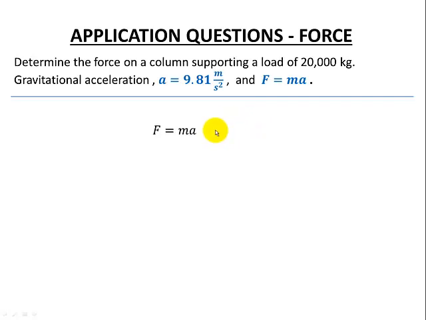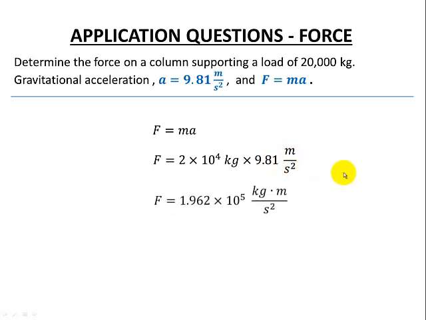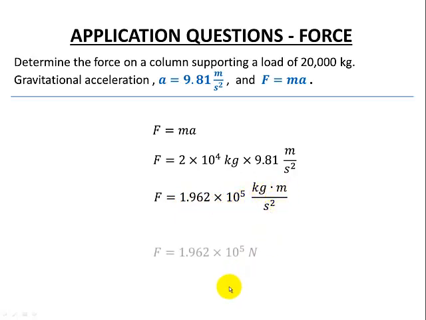Formula, force is mass times acceleration. Plug in our values. Now I've chosen to write the mass or the load in scientific notation. So 2 times 10 to the fourth, remember 1, 2, 3, 4 zeros. So there's our power of 4 for the kilograms and our 9.81 meters per second squared. Perform the calculations and we'll get 1.962 times 10 to the fifth kilogram meters per second squared. We should be comfortable now that this is 1.962 times 10 to the fifth newtons.